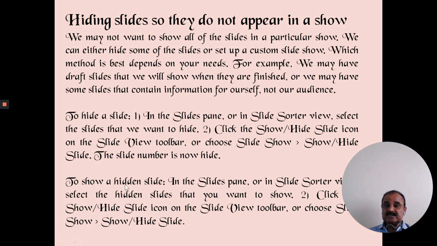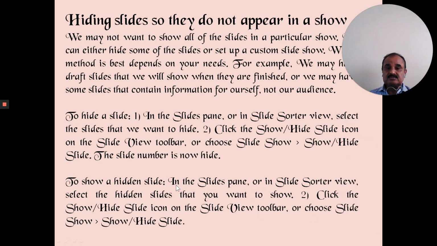Now to show the hidden slide in the slide pane, what we have to perform is, in the slide pane or in the slide sorter view, select the hidden slide that we want to show. Number two, click on show or hide. That is, the same button. This is the toggle key. Pressing one time, it hides, and another time it unhides. On the slide view toolbar, choose slide show, then show or hide slide, and we will show or hide slides according to our need.